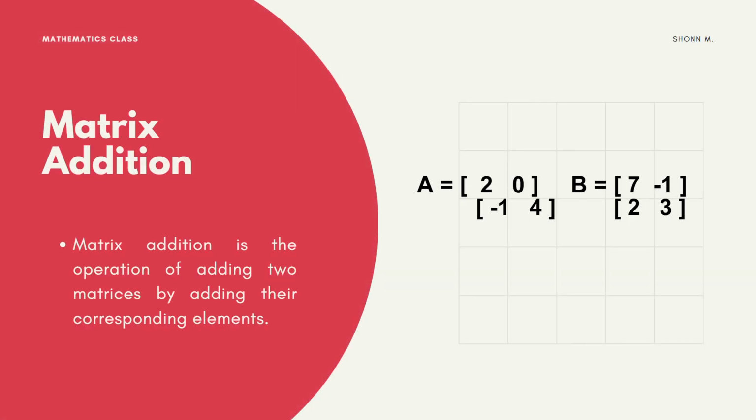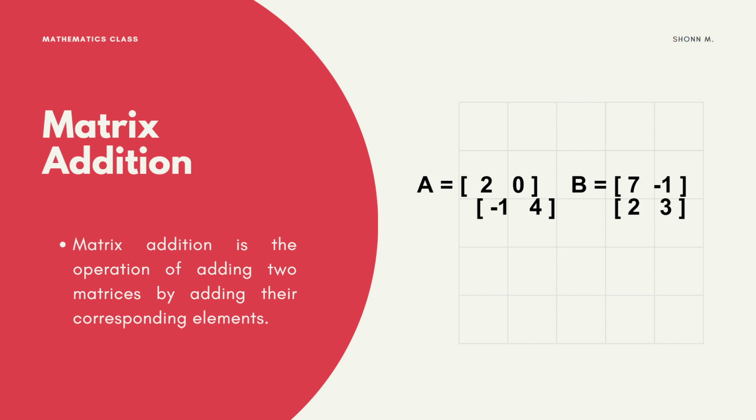So what is matrix addition? Matrix addition is the operation of adding two matrices by adding their corresponding elements. So let's take for an example, we have these matrices right here, which is matrices A and B. For A, we have elements 2, 0, negative 1, 4, and for B we have 7, negative 1, 2, and 3. So here we have 2 by 2 matrices, A and B.